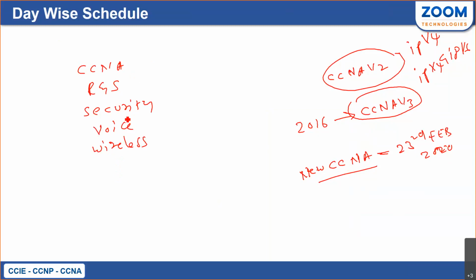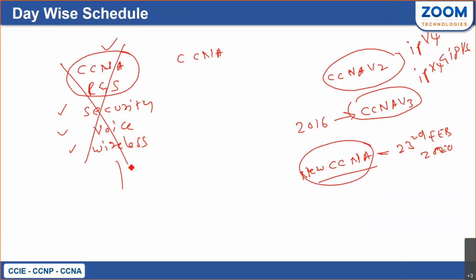To go for any track, the first prerequisite was Routing and Switching. Even for the advanced level CCNP, the prerequisite was CCNA Routing and Switching. Only after that could you go for security, voice, or wireless, and many other tracks. But in the new CCNA, no prerequisites are required. You can directly write the CCNP also. The recommended starting point is CCNA.